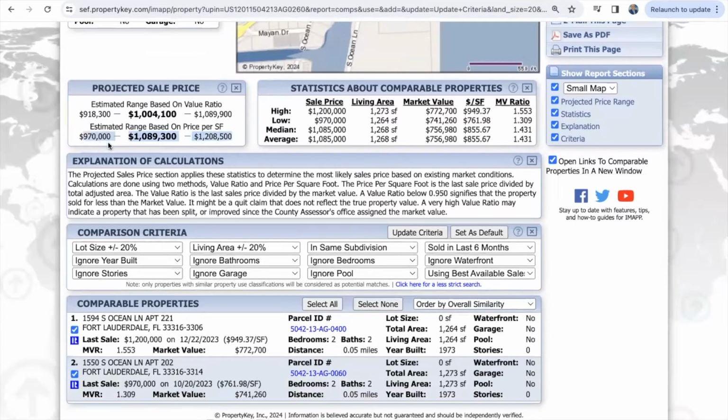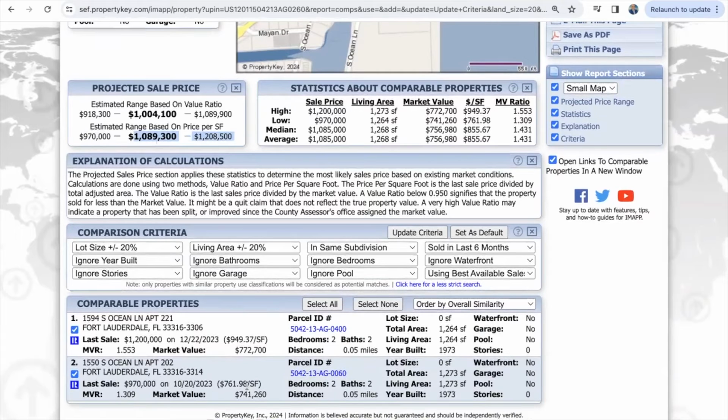970 is the low end. 1.2 is the high end. And the average is $1,089,000. We have 1.2 and 970. We have $949 a square foot. We have $761 a square foot.